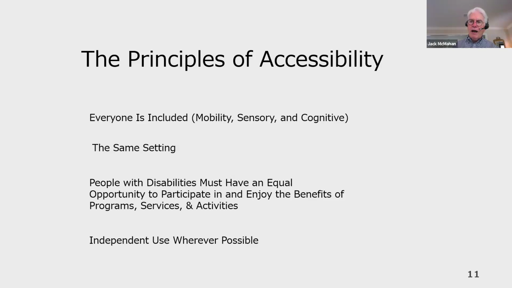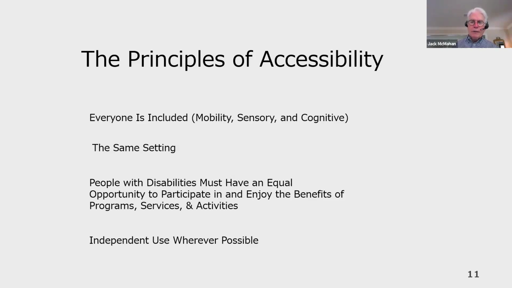The second principle is that everybody needs to be able to be accommodated in the same setting, same environment, to every degree practical. So you can't have one section of the exhibit or one section of the performance that is accessible and another section for the people who are not disabled. So that is really, really essential.